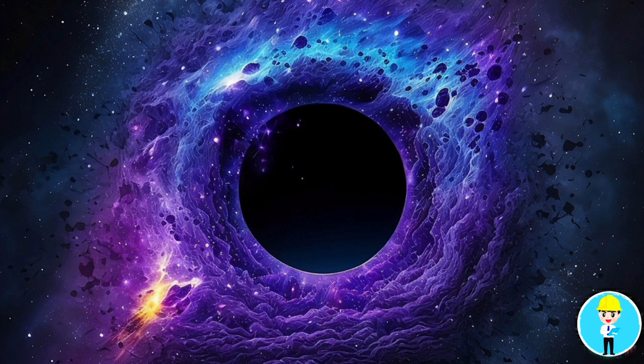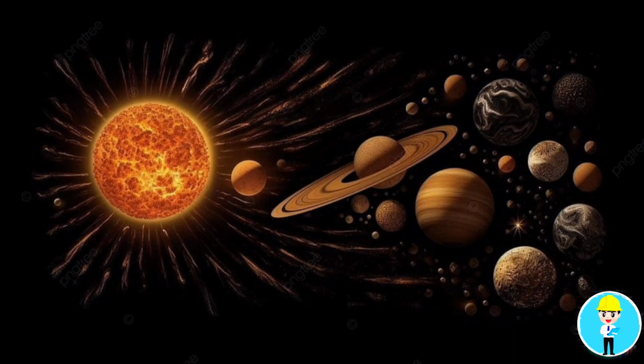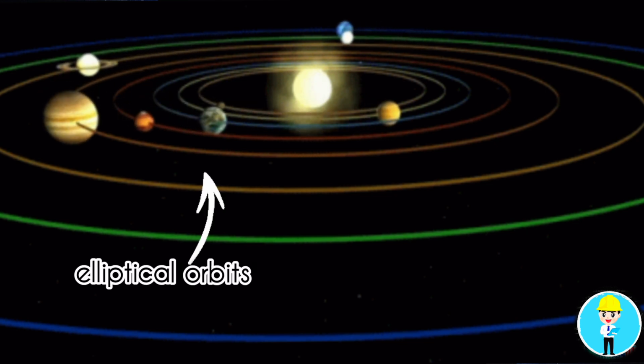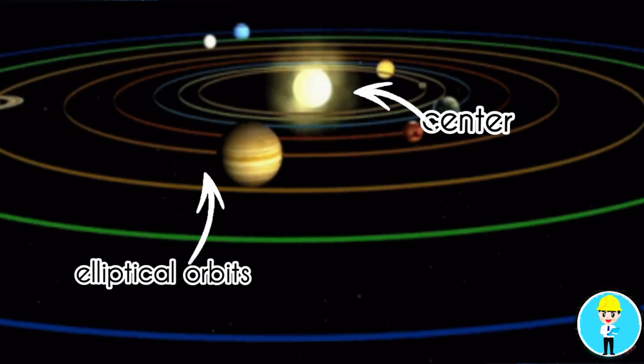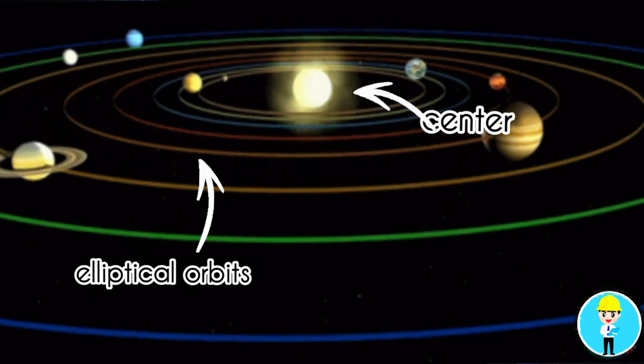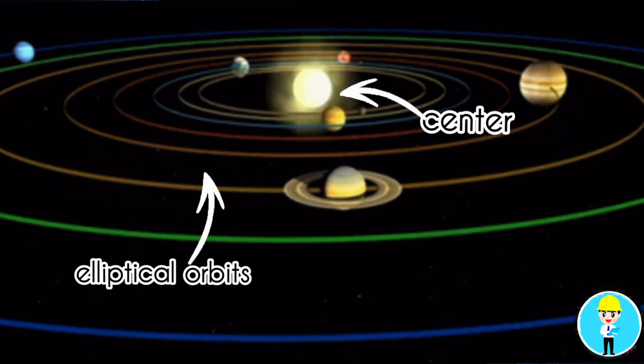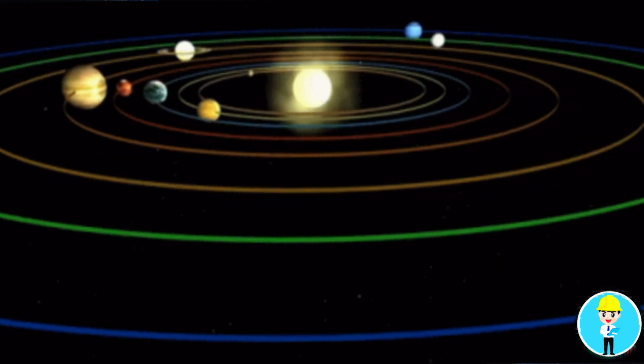In general, what we have studied till date is that all the planets and stars revolve in elliptical orbits around some fixed central point. That central point can be the sun in the case of the planets, and can be the center of the galaxy in the case of the stars.